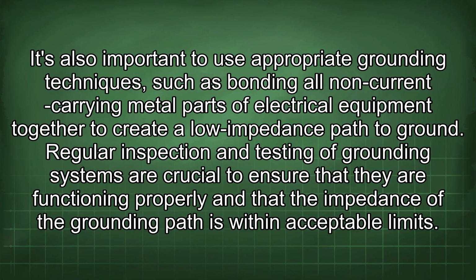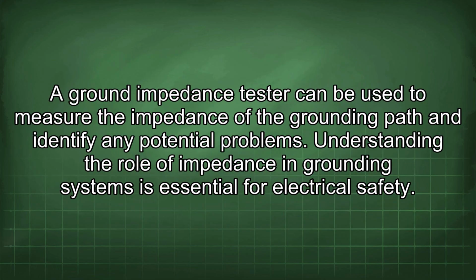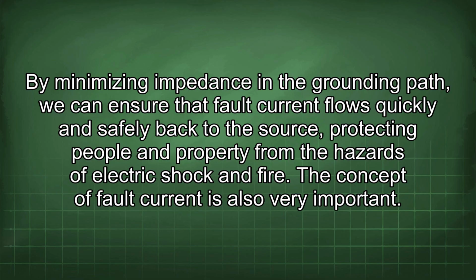Regular inspection and testing of grounding systems are crucial to ensure that they are functioning properly and that the impedance of the grounding path is within acceptable limits. A ground impedance tester can be used to measure the impedance of the grounding path and identify any potential problems. Understanding the role of impedance in grounding systems is essential for electrical safety. By minimizing impedance in the grounding path, we can ensure that fault current flows quickly and safely back to the source, protecting people and property from the hazards of electric shock and fire.